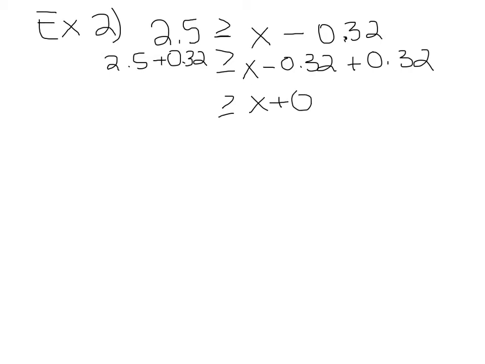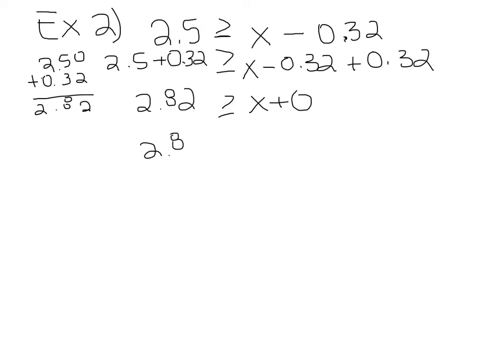Now on the left side, I want to make sure that I'm lining up my decimals while I'm adding those. So my scratch work over here, 2.5 plus 0.32. And add the 0 after the 5, and I get 2.82, or 2 82/100ths. So I get 2.82 is greater than or equal to x.